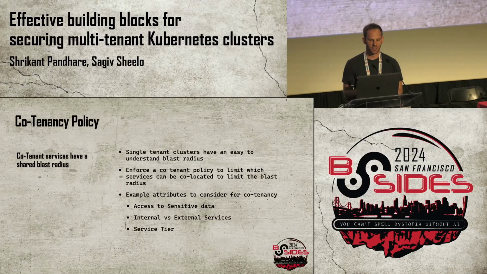It was a tough discussion as it was hard to align on the security benefit given the increase in complexity of managing more clusters. But in the end, to further control the blast radius of services sharing the same cluster, we evaluate a co-tenancy policy at workload onboarding that limits which services can be deployed to which clusters based on their attributes.